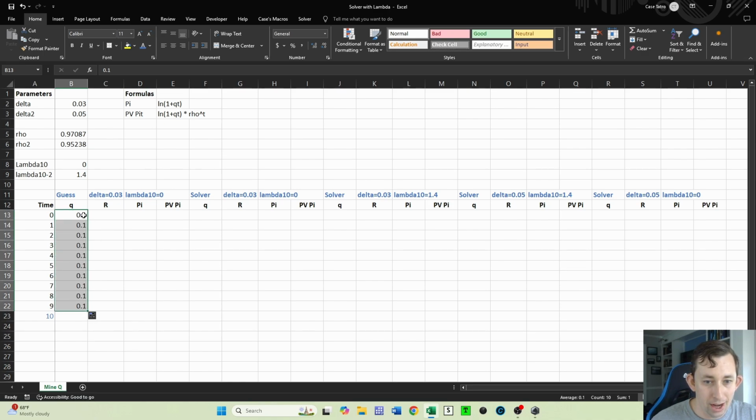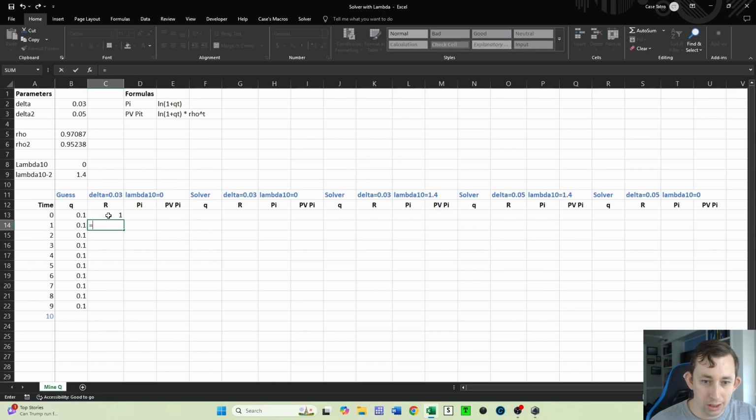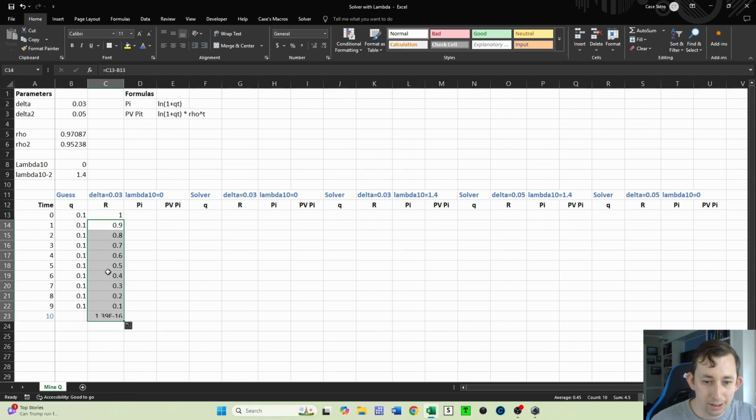Again, I'm going to stop at 9 because that's 10 periods. I'm not going to extract in the period in which I'm selling this. R, I know that I'm starting at 1, and then in the next period, this R is just equal to the R that I started with yesterday, minus what I extracted yesterday, and so that's 0.9. I am going to take this all the way down to period 10, because that's going to tell me how much stuff is left over.